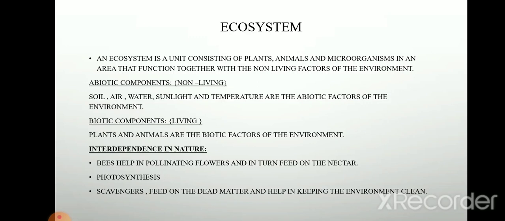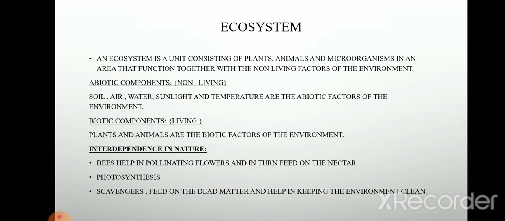When we are talking about an ecosystem, there is an interrelationship or an interdependence in nature. All the organisms, may it be a plant or animal or human being, we all are dependent on each other. So this interdependence on each other is known as ecosystem. So how are they interdependent?